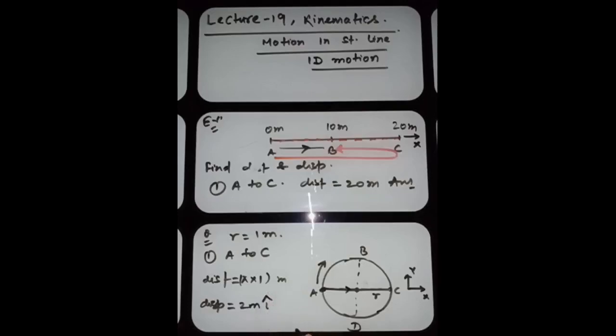Am I right? Yes. Now the next one, you have to find distance and displacement from A to D. It means Monty goes in this way.